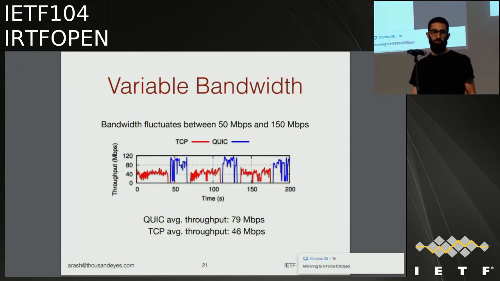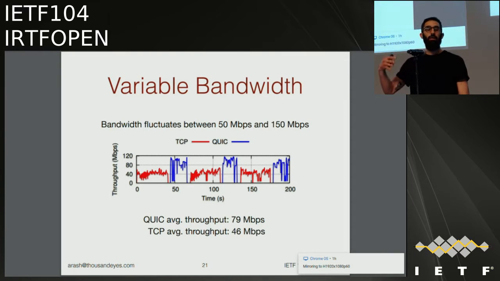We have a case where the bandwidth is changing between 50 megabits per second and 150 megabits per second. It's a little bit of an extreme example. But we're downloading a 200 megabyte object, so it's a very long transfer, using TCP and QUIC back to back. That's what this plot is showing. On the x-axis I have time, and on the y-axis I have throughput. As you can see, QUIC is able to achieve a much higher average throughput compared to TCP, which explains why it's able to get such better performance, especially when there's loss.